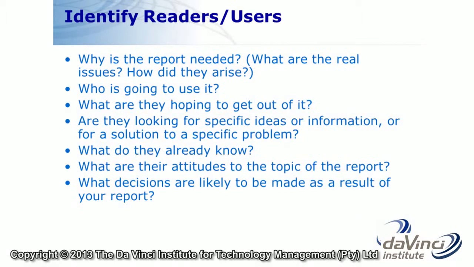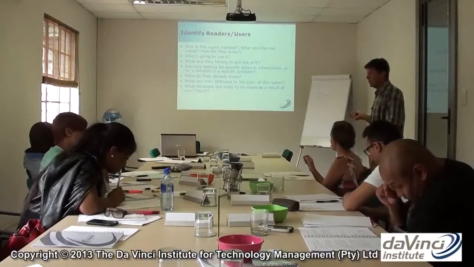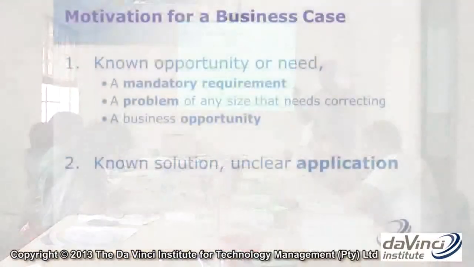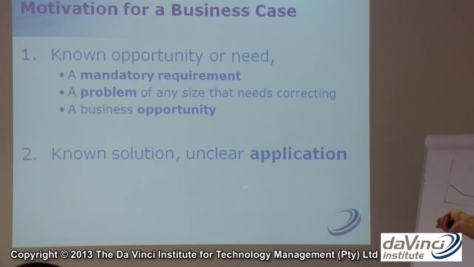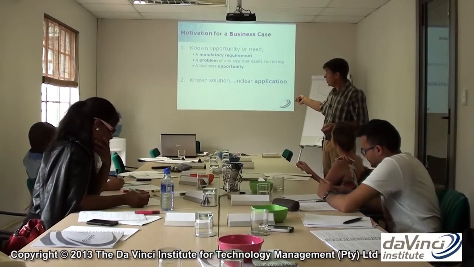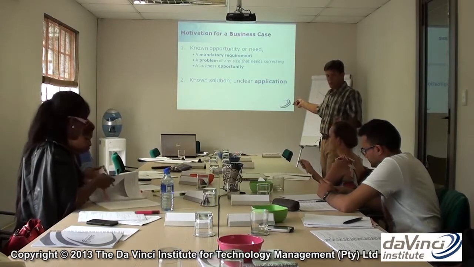Are they looking for specific ideas or information or for a solution to a specific problem? Remember our first slide, what was it? Known opportunity or need, or known solution or unclear application. Always go back to that slide. So it's about a known opportunity or a need. You know that that's a need or an opportunity in a particular environment, or it's a known solution, unclear application. I gave you an example of what there? The pork cooking. Right, the pipes and also Enron, the fruit and the pork.